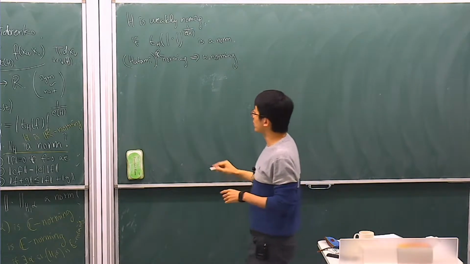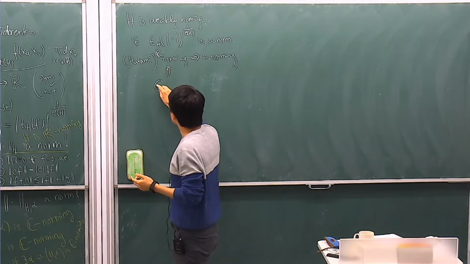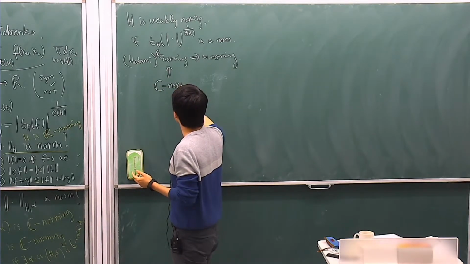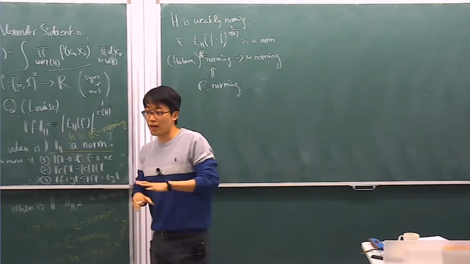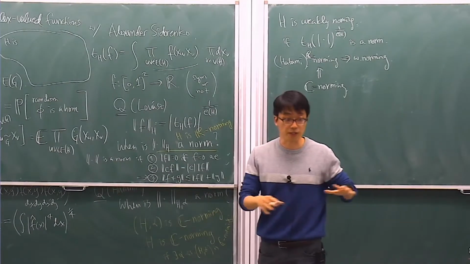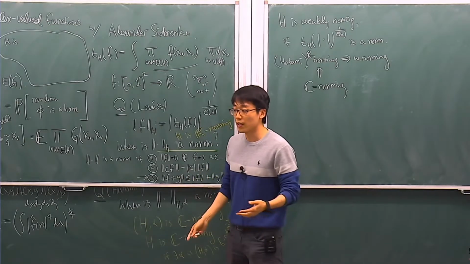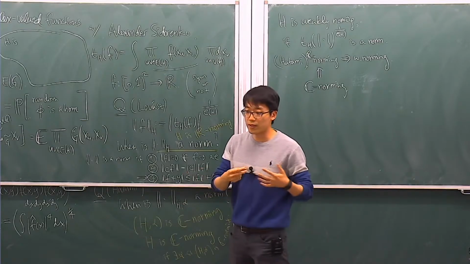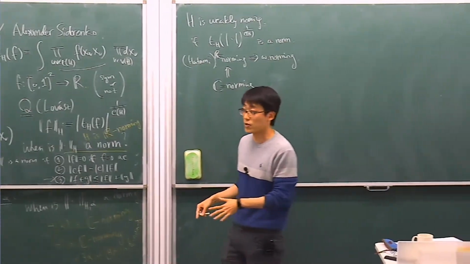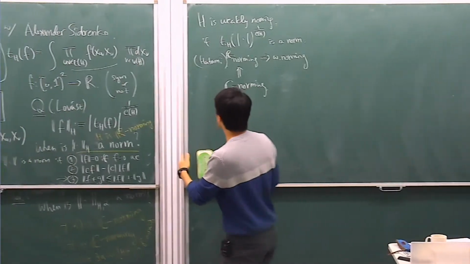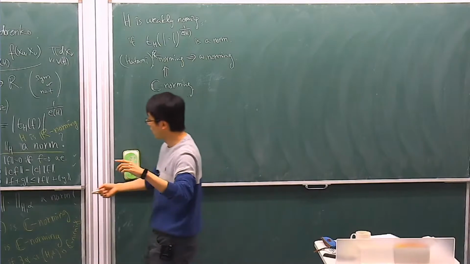Another trivial remark is that every complex norming graph is again real norming, because it's a norm on the larger vector space, the complex valued functions. So it also defines a norm on the smaller subspace, which is real valued functions. So if H is complex norming, then it's real norming.